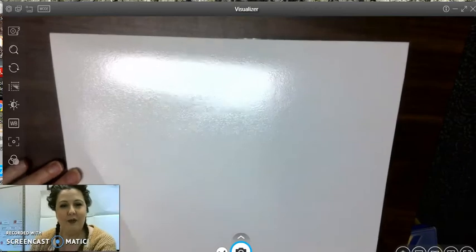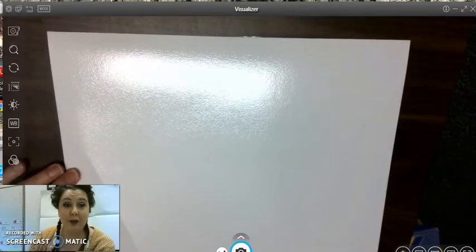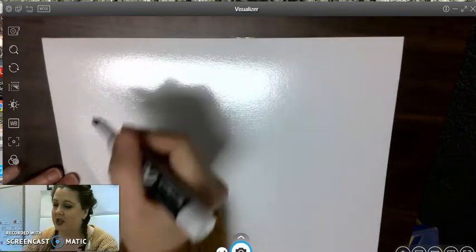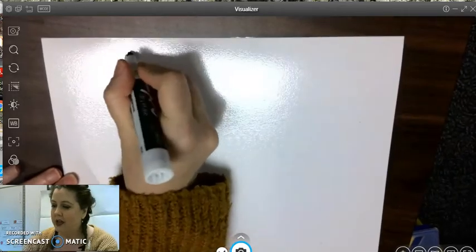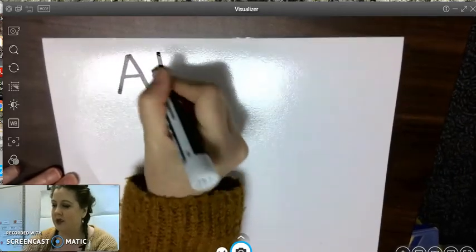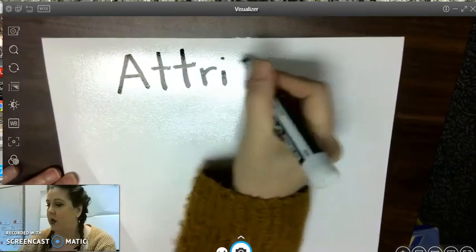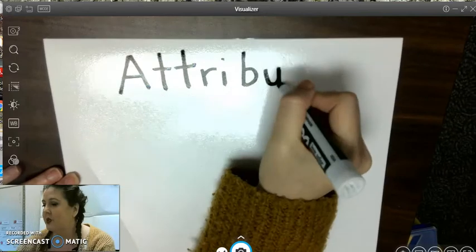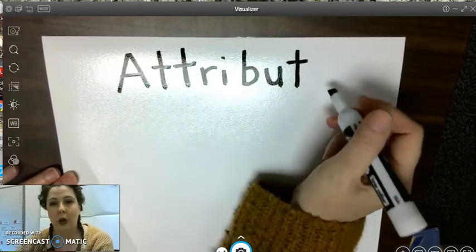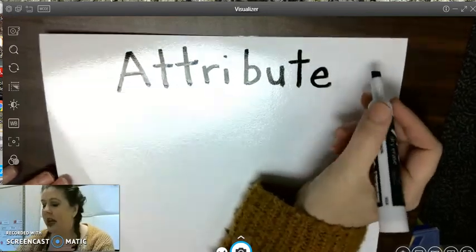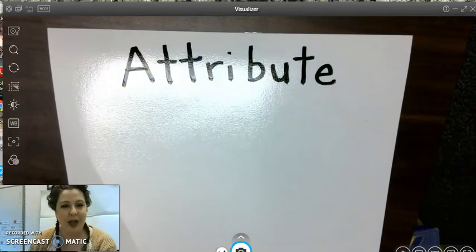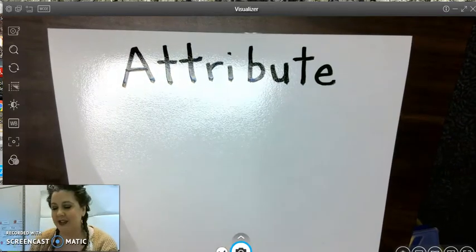Today we are going to be reviewing a term that hopefully you remember from this year, and that word is attributes. So we're going to be talking about this very special math word today. We're going to be using it to do our work. So an attribute is a way that we describe an object.